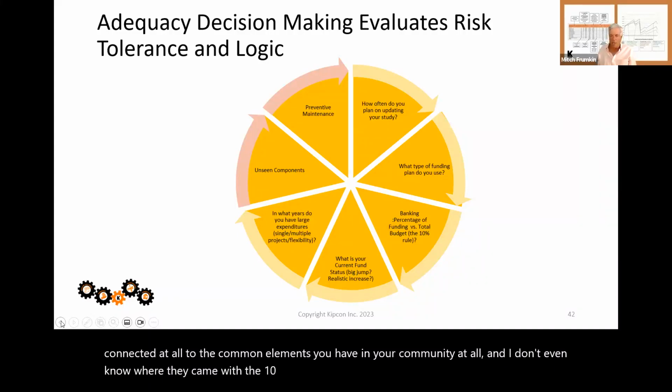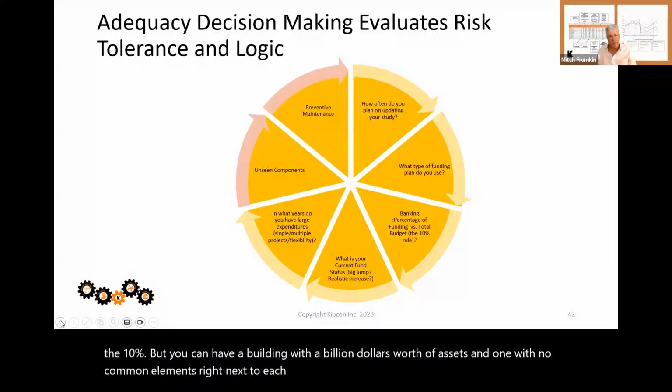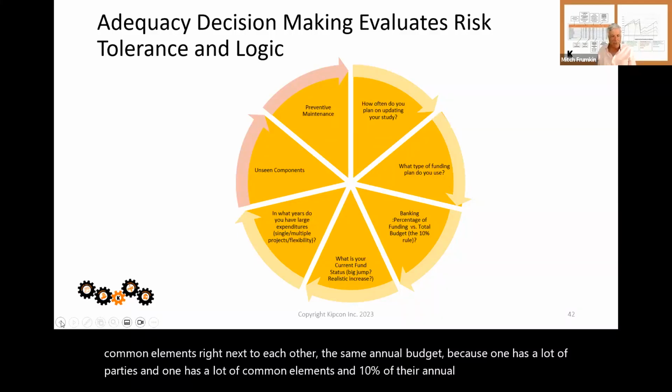I don't think they know where they came up with the 10%. But you can have a building with $1 billion worth of assets and one with no common elements right next to each other, with the same annual budget, because one has a lot of amenities and one has a lot of common elements, and 10% of their annual budget is the same, but they're both wrong.